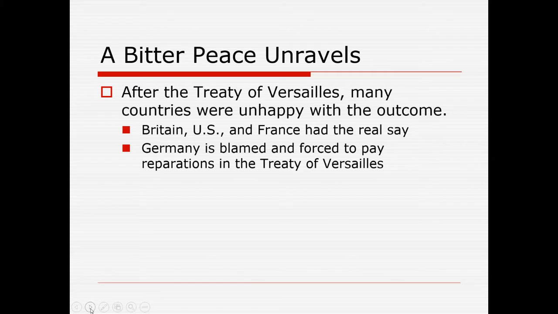Okay. So after the Treaty of Versailles, that ends World War One, the main country that's going to be unhappy with the outcome is Germany, because Germany is blamed for the war. And because of that blame, they're forced to pay reparations to the other countries, the Allied countries. Britain, the US, and France were the quote unquote winners, and they set the terms of the treaty, and they were very harsh on Germany.